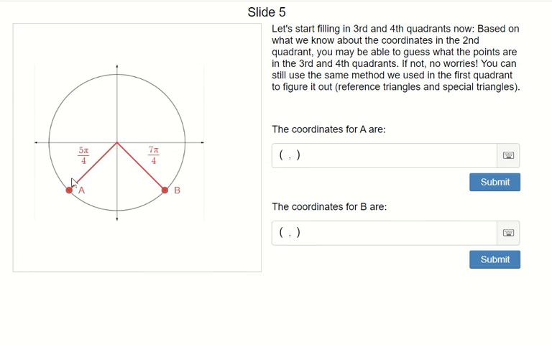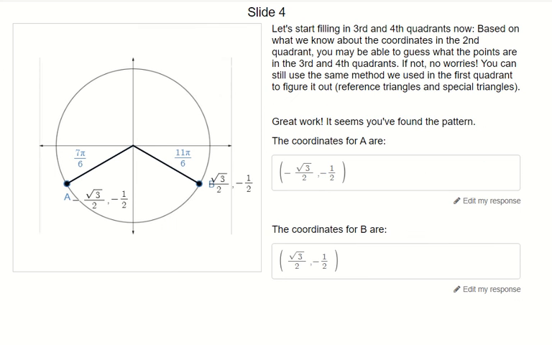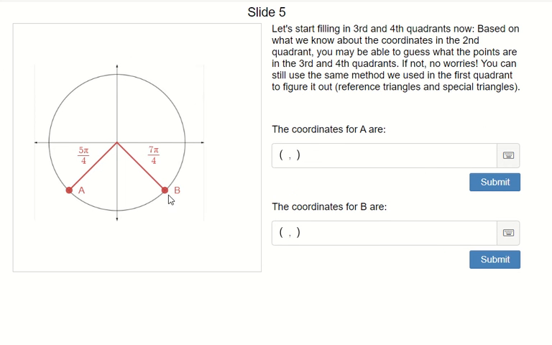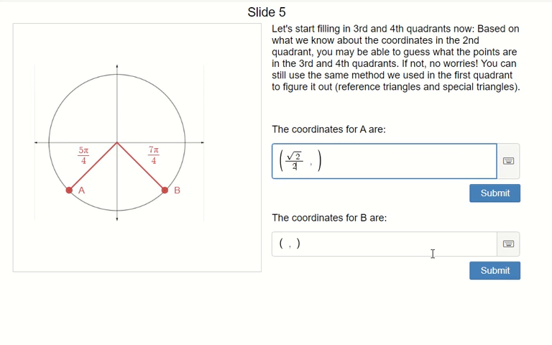Same thing for this one, right? These are going to be the same as the red triangles on this slide. They are both exactly halfway between 180 and 270, and between 270 and 360. So that makes them like 45-degree triangles, right? So if they're 45-degree triangles, that means they're both going to have the same x and y value, square root of 2 over 2, and then we just have to figure out which ones are negative and positive.